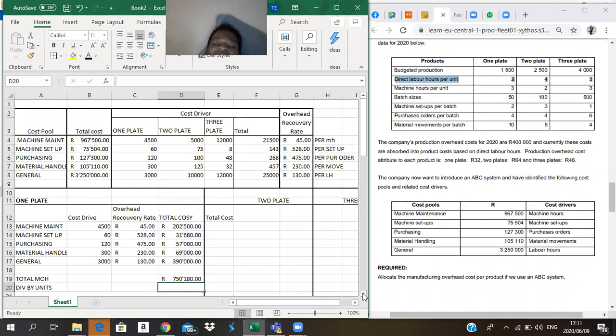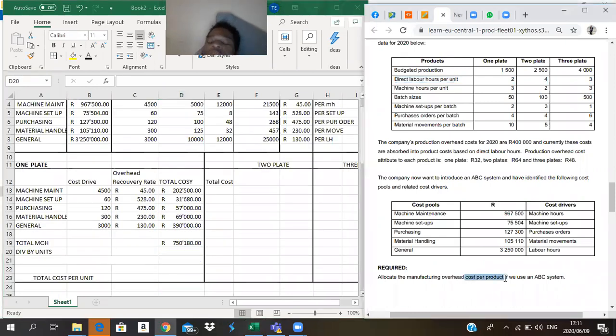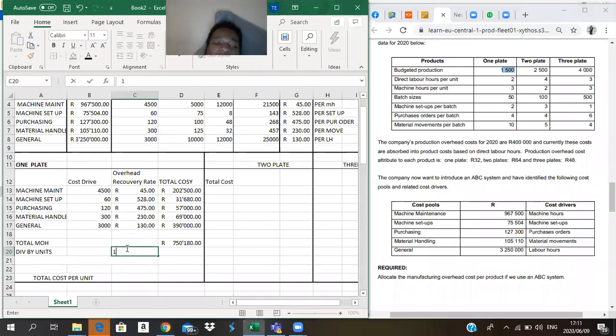And then, guys, remember the question said they are looking for the cost per product, not the total cost. Remember the total units was the 1.5. So I'm going to put the 1.5 units there. To get the cost per unit, I take the total cost and divide by the number of units, then I get the 512. You guys have any question?